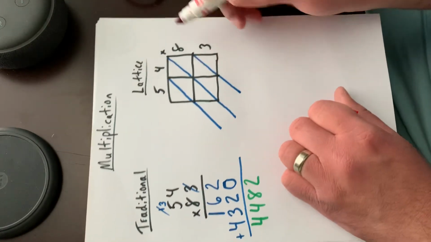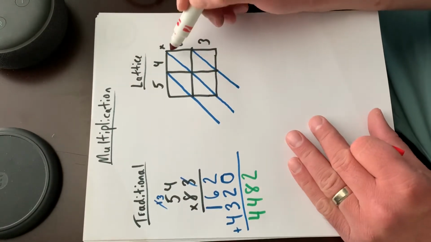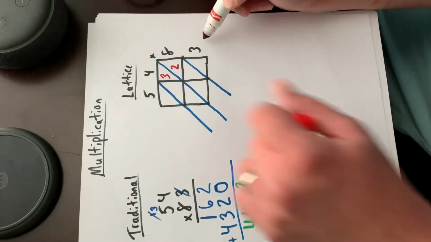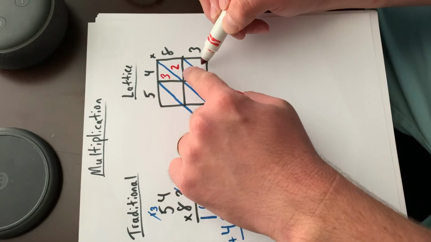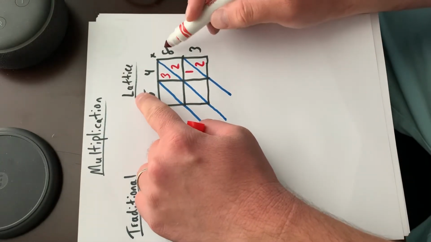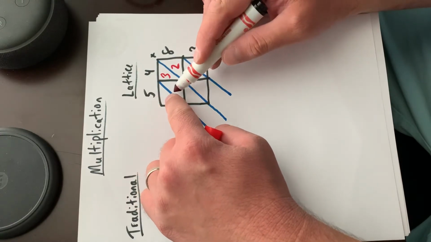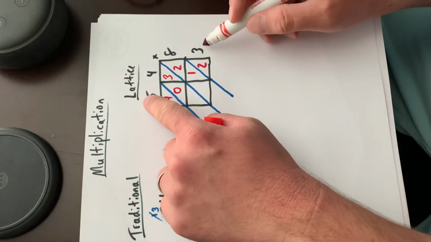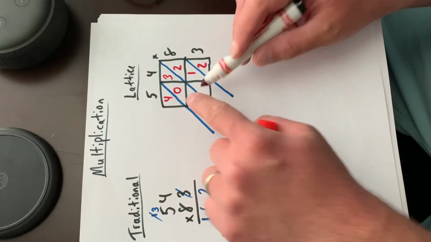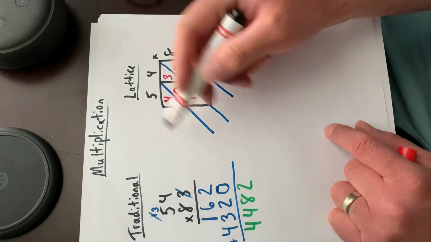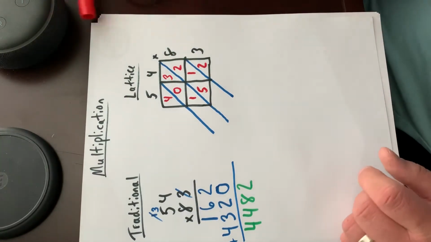Now let me use red for my numbers. Remember, it's the same problems as over here. 8 times 4 is 32, so you put 32. 3 times 4, we match up, 4 and 3 match up right here, 12. 5 times 8 match right here, if you line them up, is 40. 5 times 3, line them up, 15.